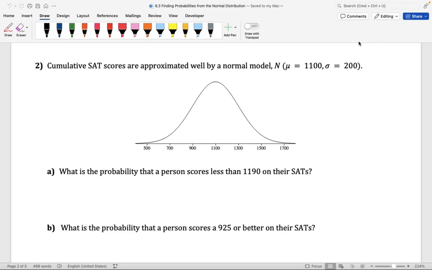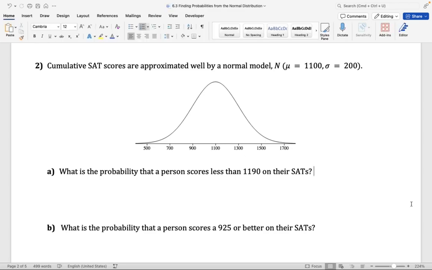With this normal distribution curve, we're going to be finding probabilities. I'm going to be showing you how to find these probabilities using a calculator and using Google Sheets. Let's start with part A. What is the probability that a person scores less than 1,190 on their SATs? First, let's visualize the area we're trying to find.